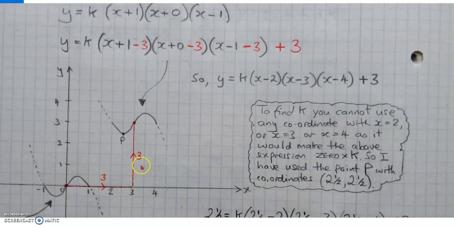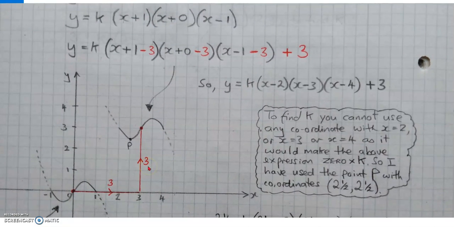Well, what we would say is this. Look at this top line here. We would say that y is equal to k, (x + 1) for where it crosses the x-axis there, (x + 0) for where it crosses there, and (x - 1) for where it crosses there. Okay? So if the cubic was like that, we would be writing a formula like this.